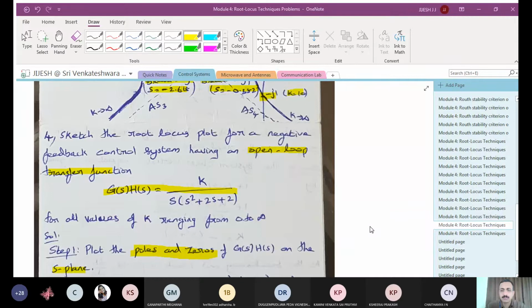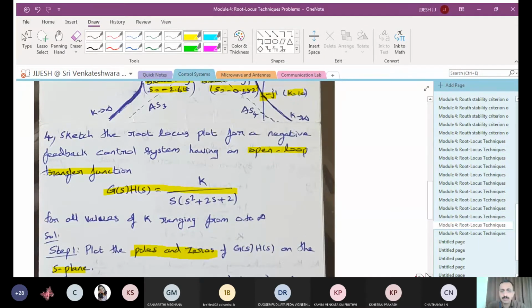So you try that step by step process to write it. We will discuss all these steps once again, but you can try solving it. It's a simple one. So anyone got the poles and zeros here?